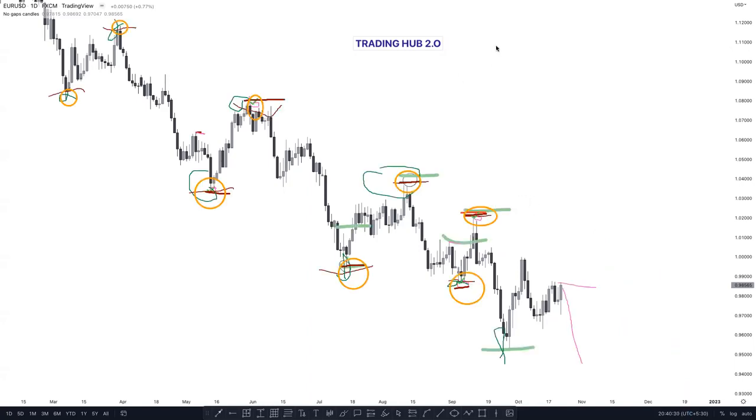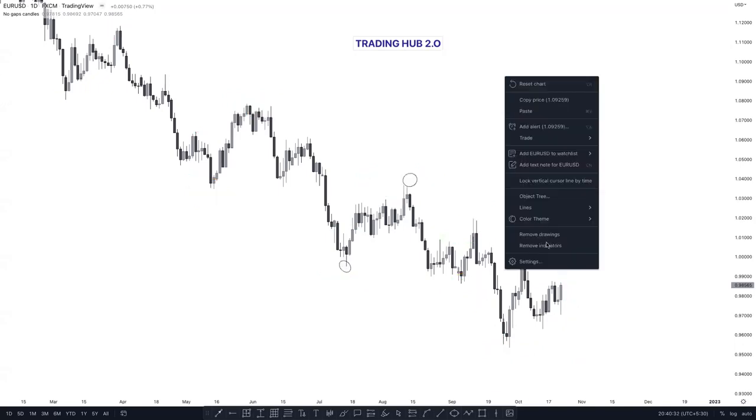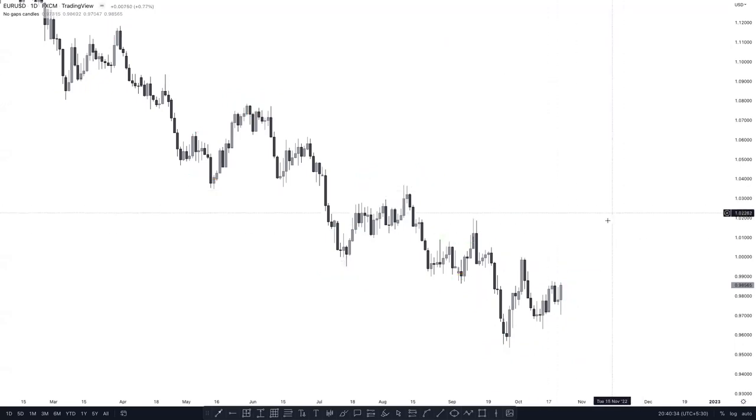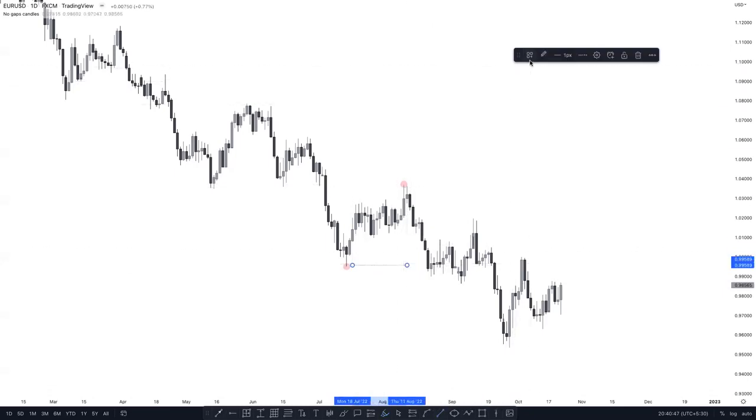Let me clean this first. First of all, you have to mark your structure. I'm marking the previous structure here, and the break of structure is here. Correct. After this break of structure, what happened? The market pushed downside like this. This is a pullback, again it pushed higher and again broke this low. So this one is our inducement.